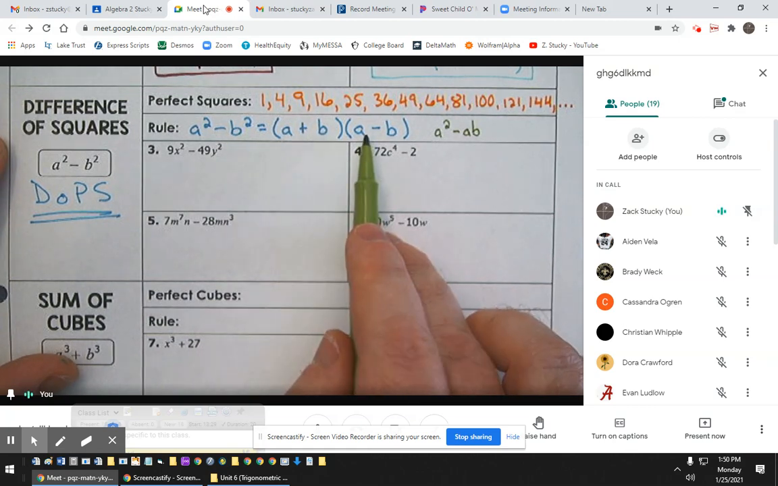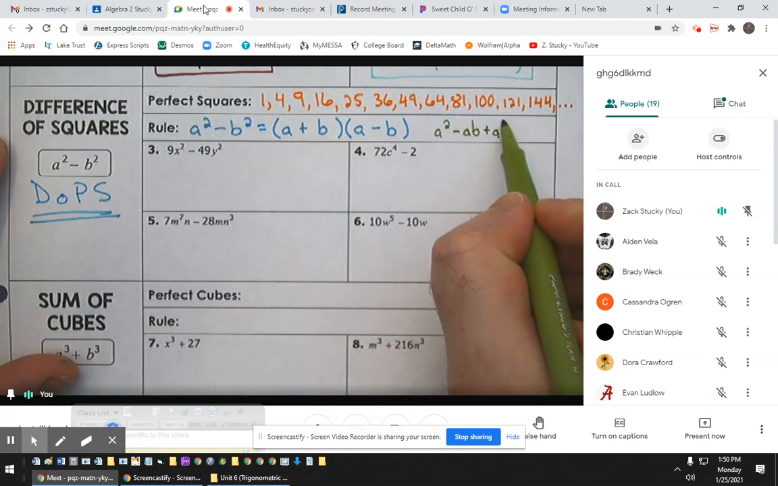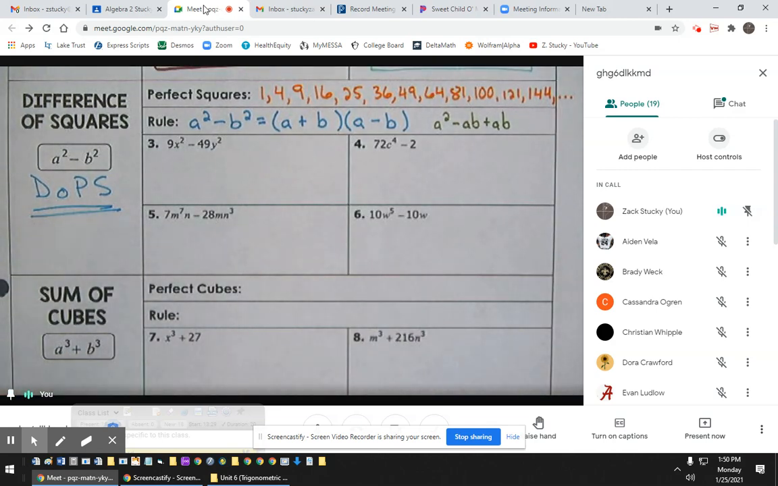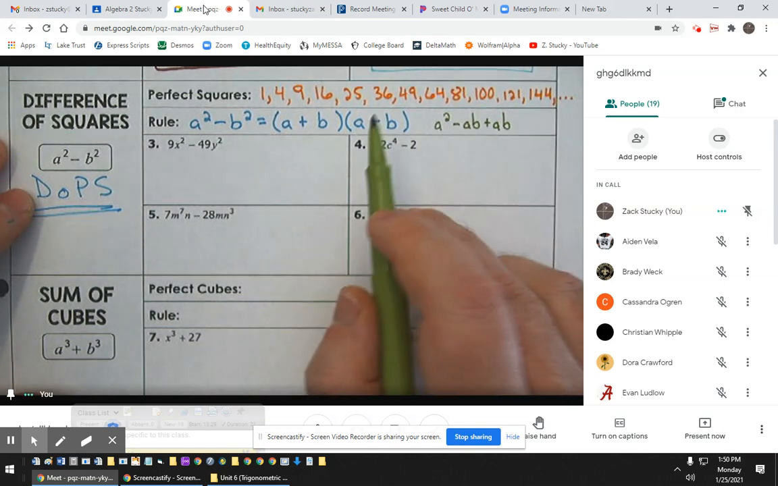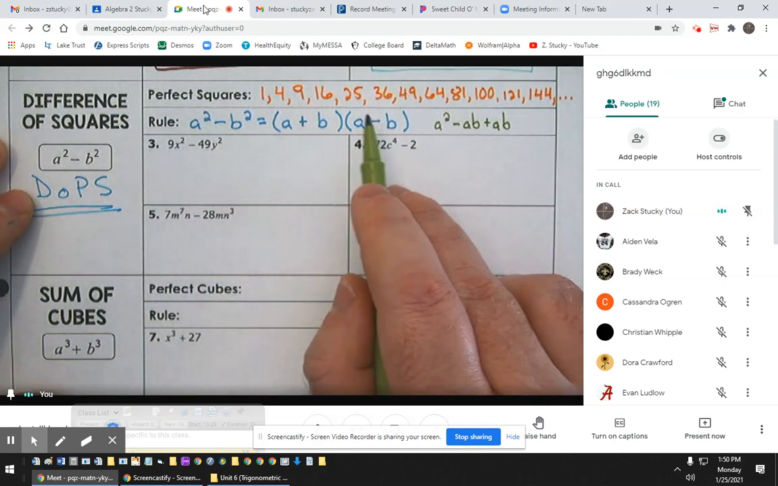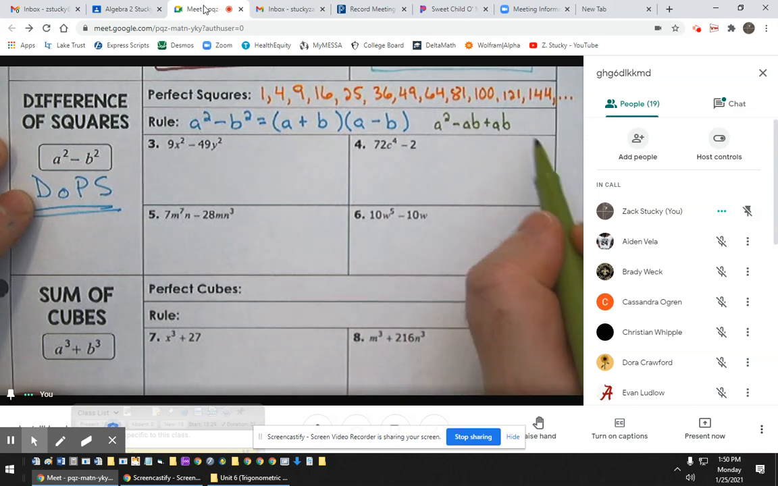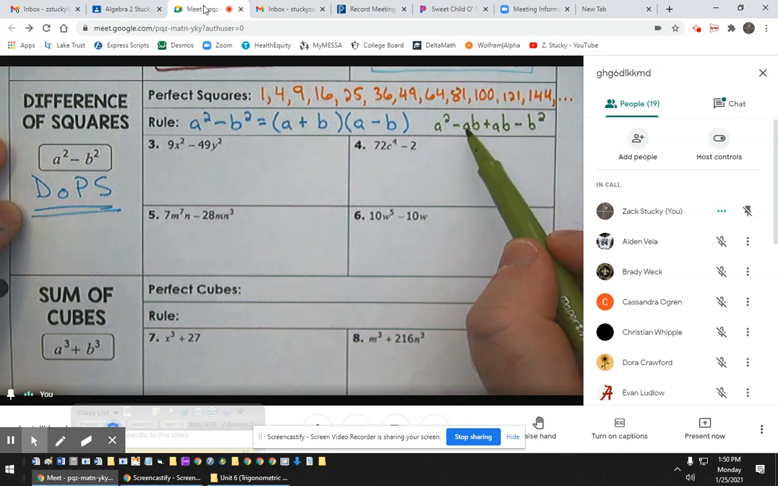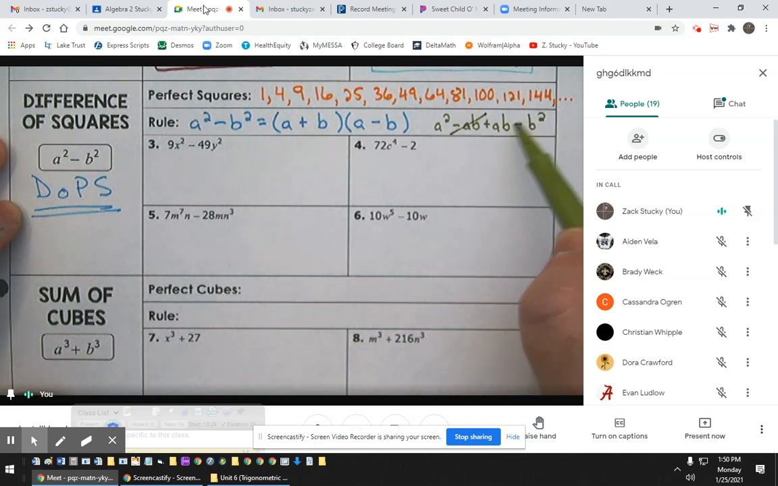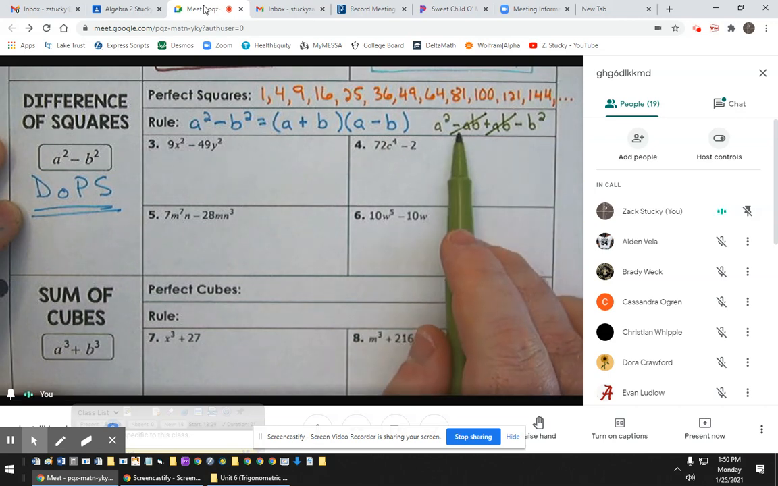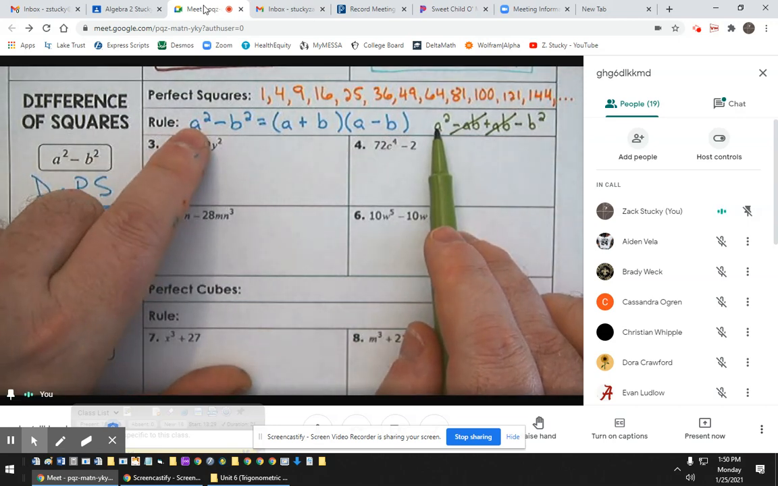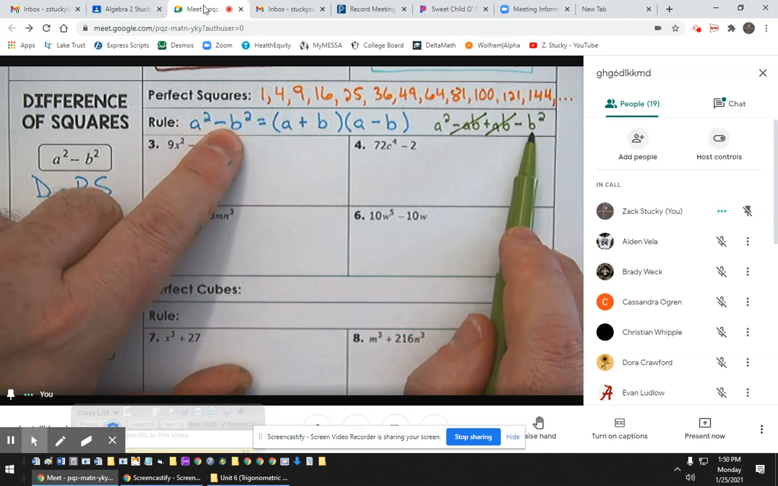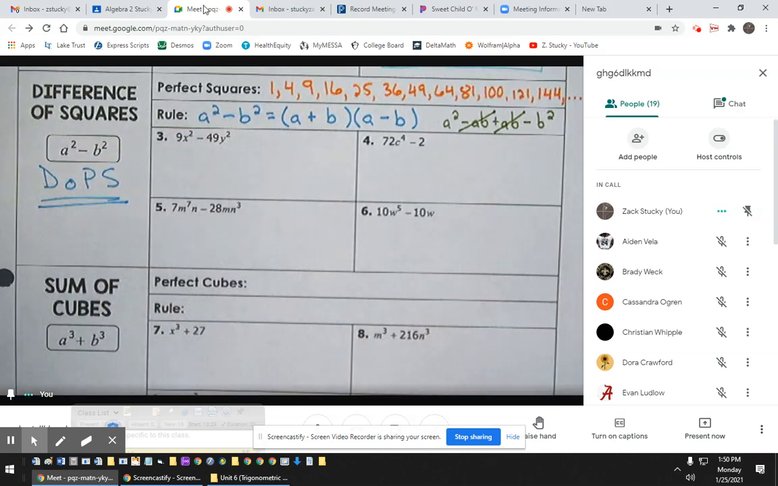Now this is where it gets interesting. What is B times A? Positive, and you could call it BA, but I'm going to write it in alphabetical order. BA and AB are the same thing. And then look what happens at the end. A negative times a positive B times B is a negative B squared. But look what happens right in the middle. They cancel. Negative AB plus AB adds up to 0, and we're left with A squared minus B squared, just to show you that it works.